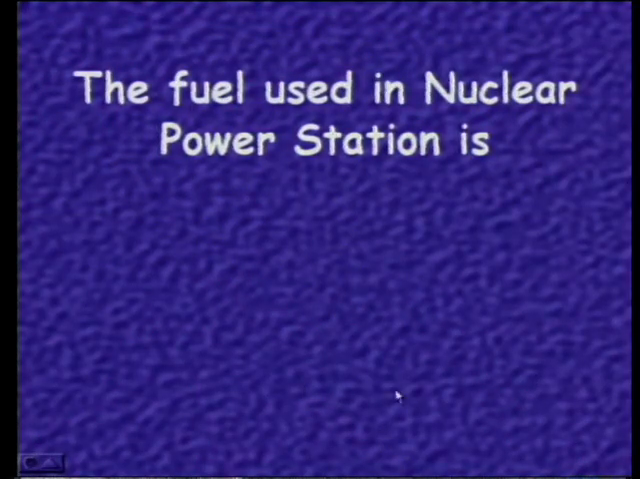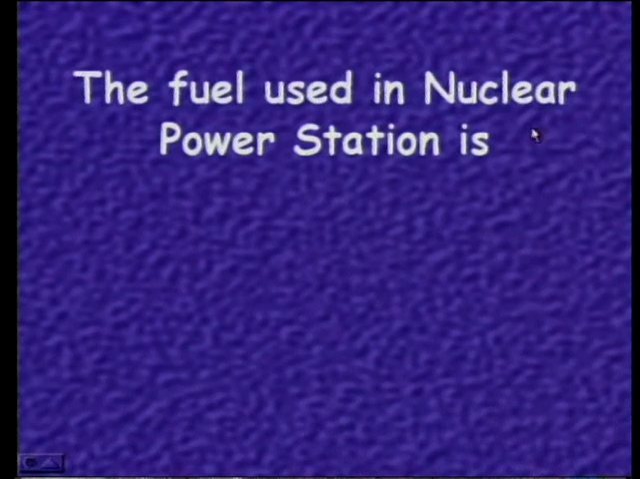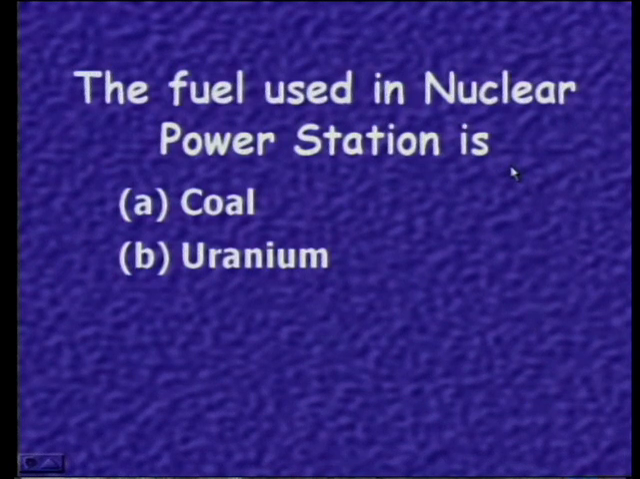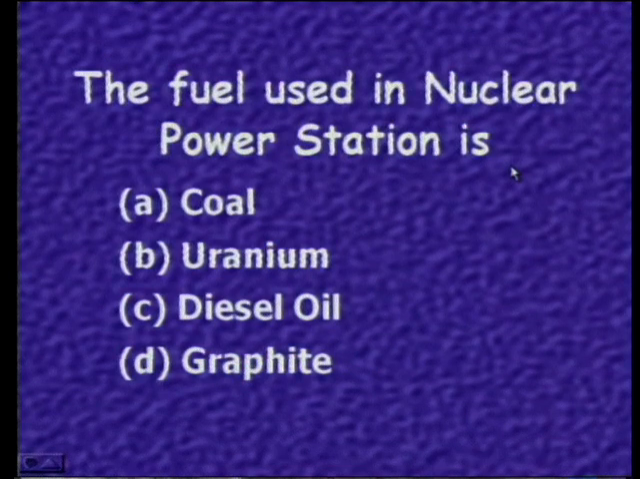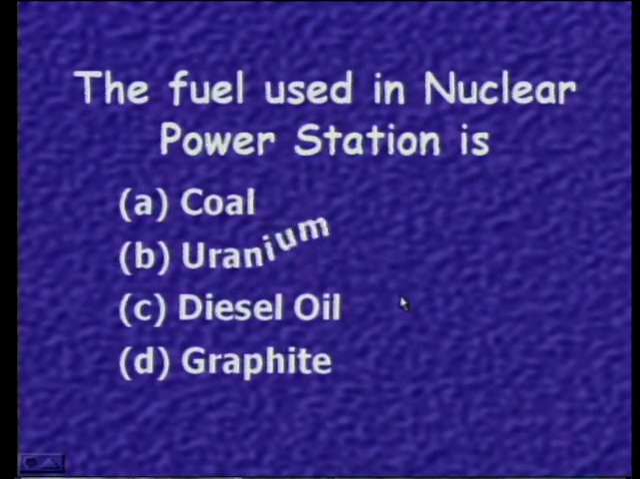Now, let us talk in detail about nuclear power plants. I want you to answer these two simple questions. The fuel used in a nuclear power station is: is it coal, uranium, diesel oil or graphite? Which one is the right answer? The right answer would be uranium.